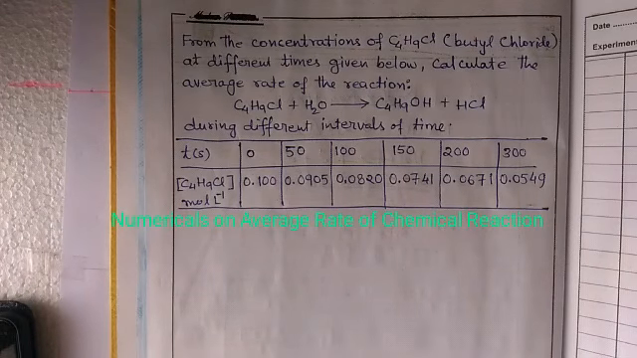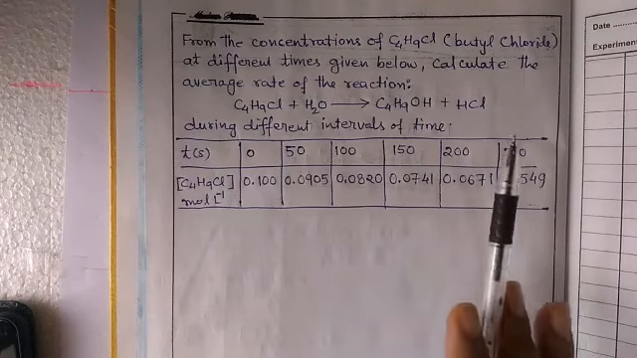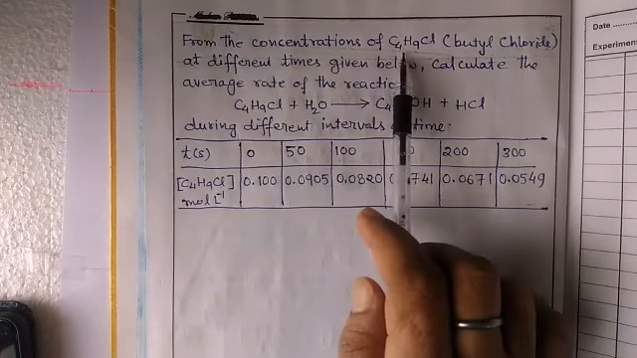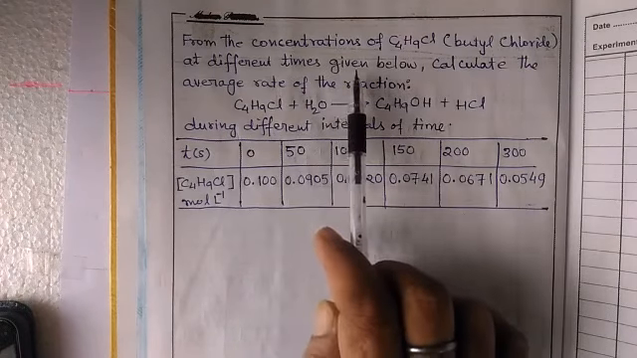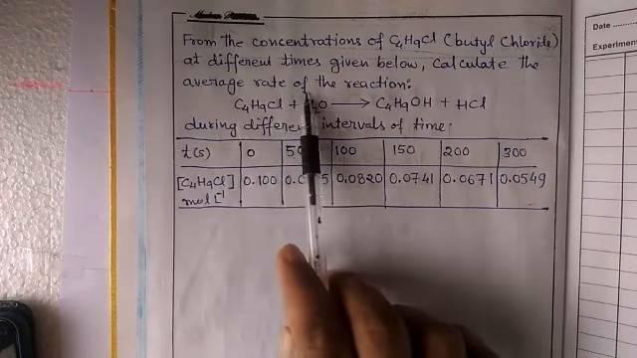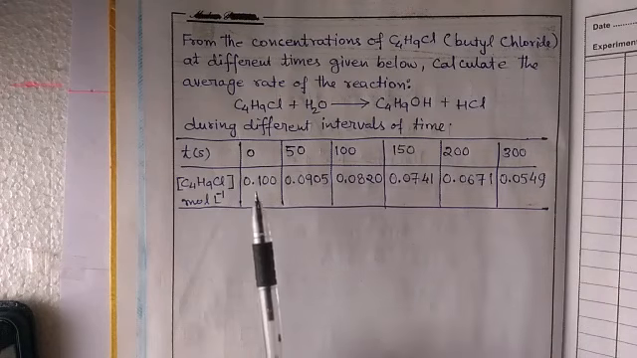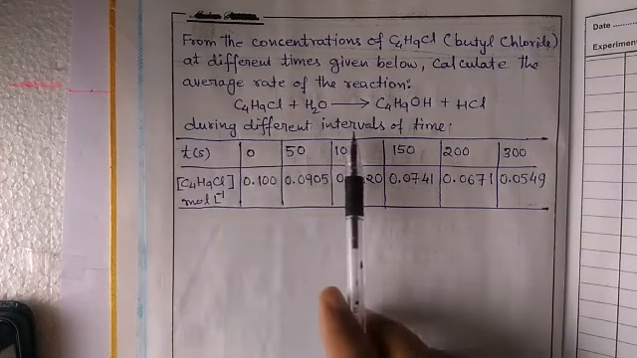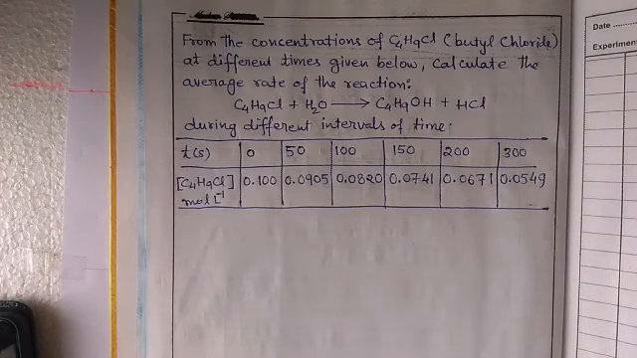Now let's take an example for the calculation of rate of a reaction, average rate of reaction. For this we have a question. I have taken this question from the textbook. From the concentrations of butyl chloride, C4H9Cl, at different times given below, calculate the average rate of the reaction. This is the chemical reaction which is involved in this process, and during different intervals of time we have to calculate average rate of reaction.